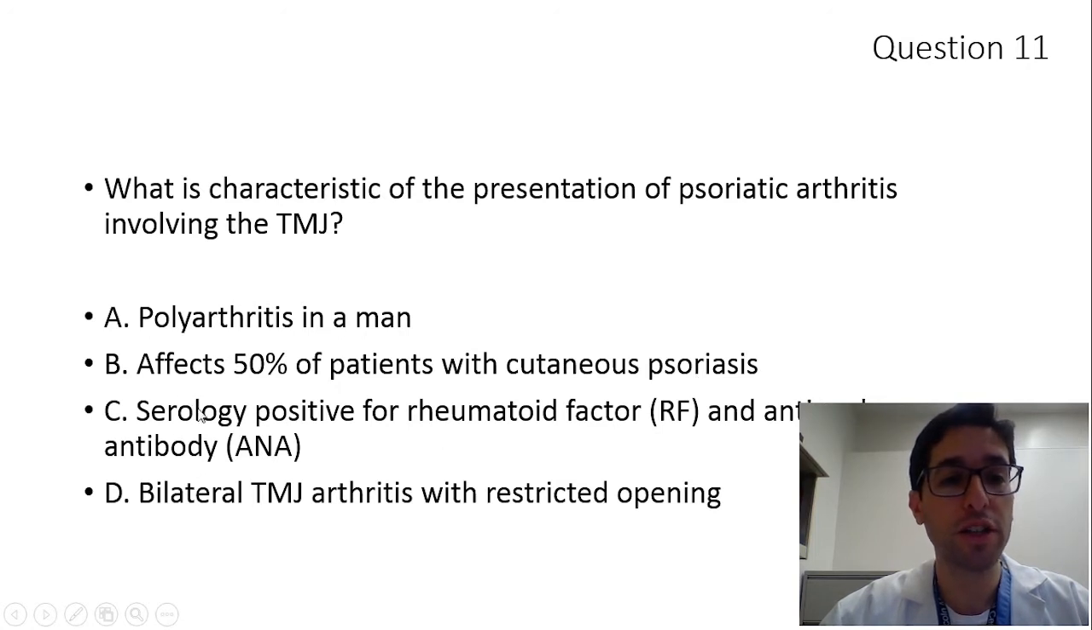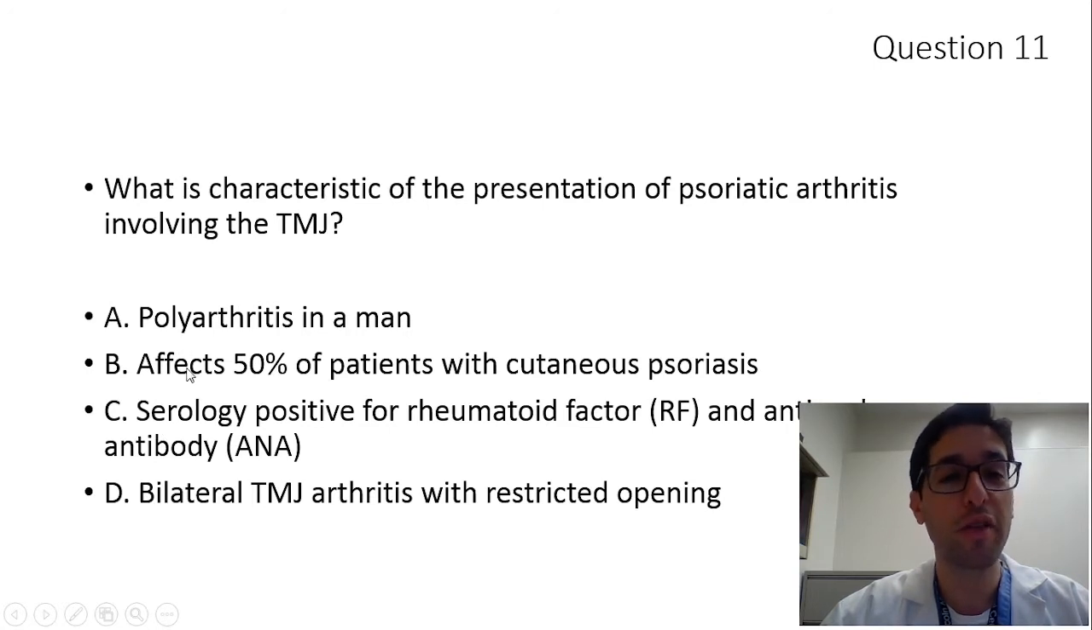But anyway, ANA positive, rheumatoid factor? No, we just know from the last question that's not positive in psoriatic arthritis. That's things like rheumatoid arthritis or lupus. And bilateral with restricted opening? Yeah, that could be. So A and D seem right.